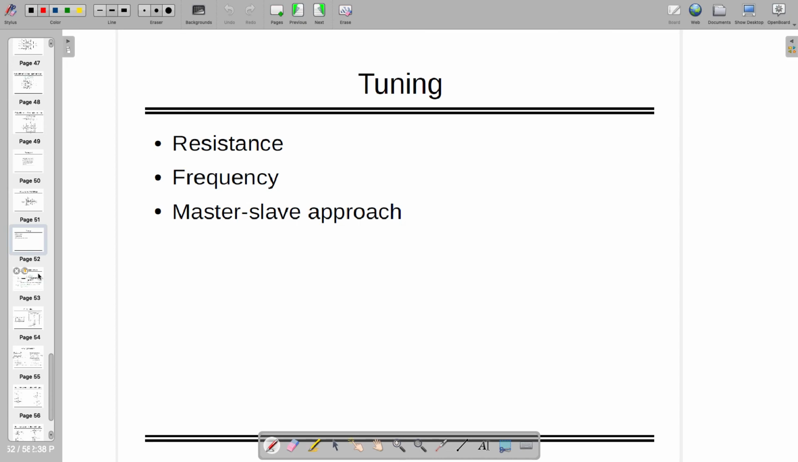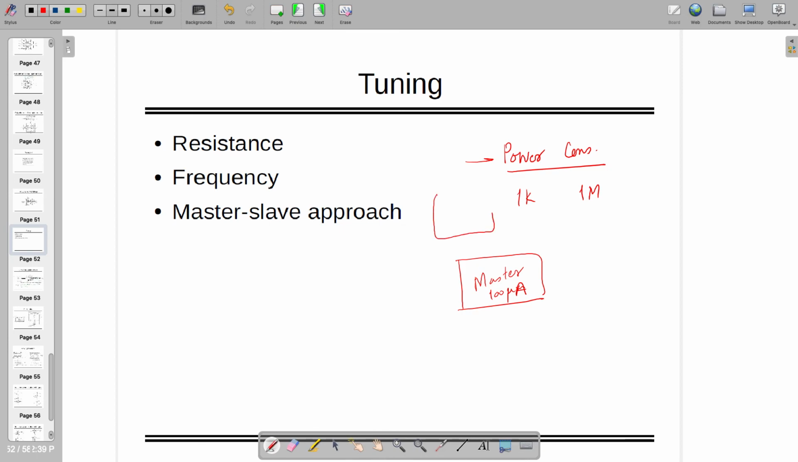Then tuning is required. It depends on power consumption, so your power consumption should be within the range. Even from 1 kilo to 1 mega is allowed if I have power as the limit. When you're designing master slave, let's assume the master consumes 100 microampere and the slave consumes 200 microampere, so it becomes 300 microampere, right? With the 1k to 1 mega variation, if it is 500 microampere, but the one who has given you the specifications allows 500 microampere, then you should not go for master slave.